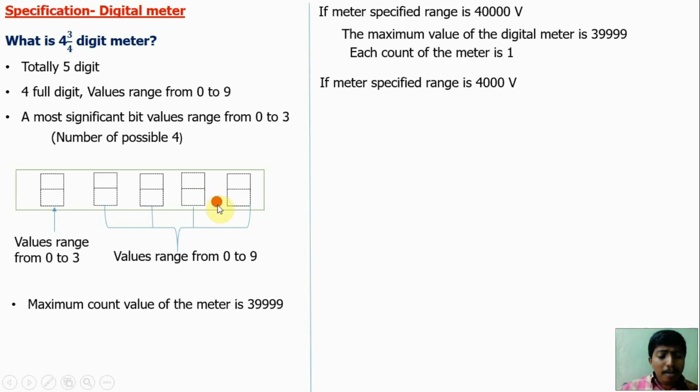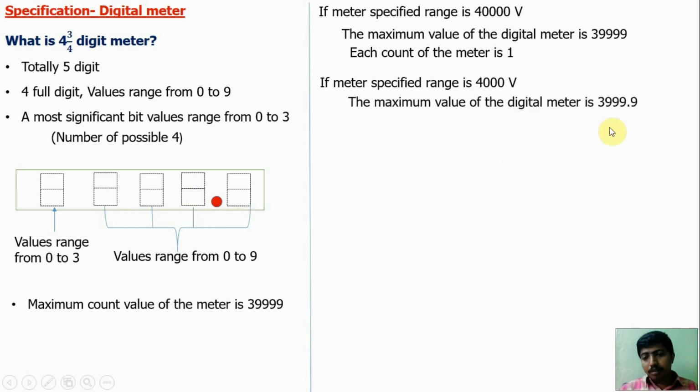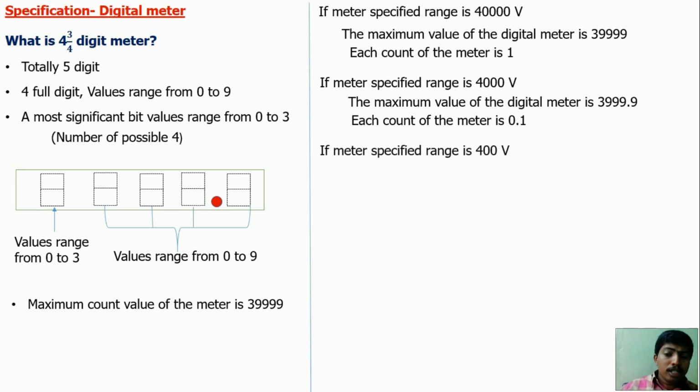Now the maximum count of the meter is 3999.9. What is each count? Initially it will be 0000.0, then it moves to 0000.1. So each count of the meter is 0.1. Next, if the meter specified range is 400 volt, the point will move here.